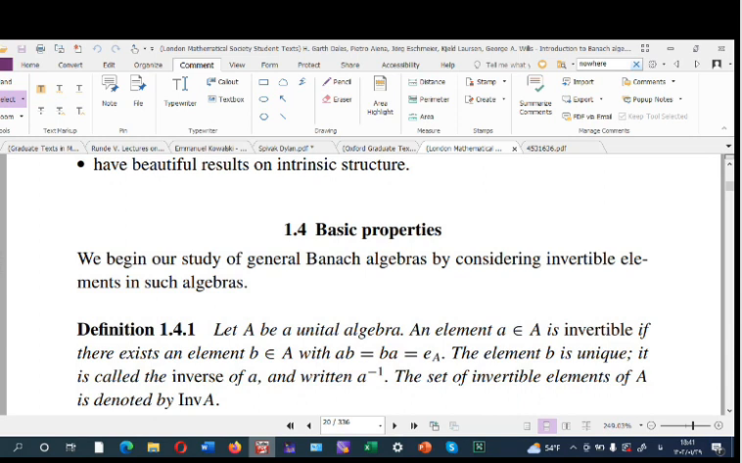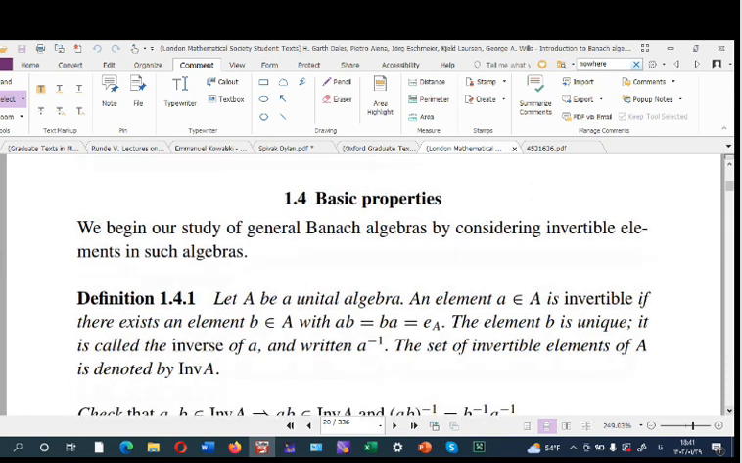In this session, we see some basic properties for Banach algebra. We saw the definition of Banach algebra in previous sessions, and in this session we see some properties for Banach algebras. At first, let me express these definitions.